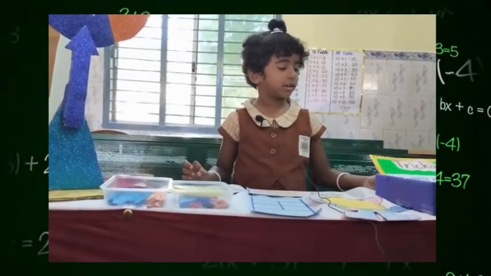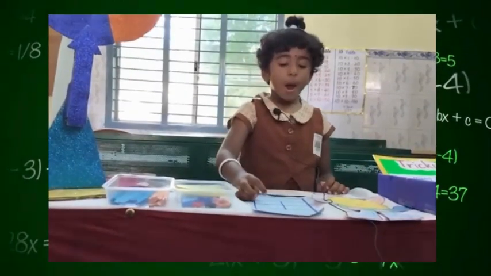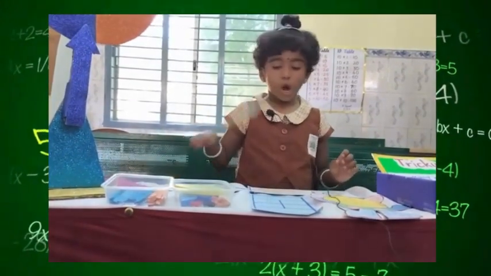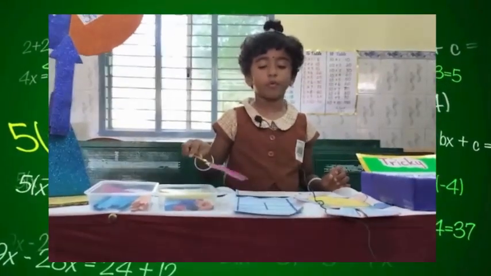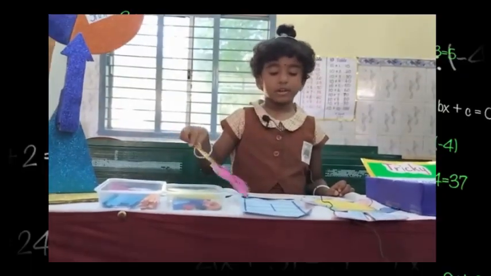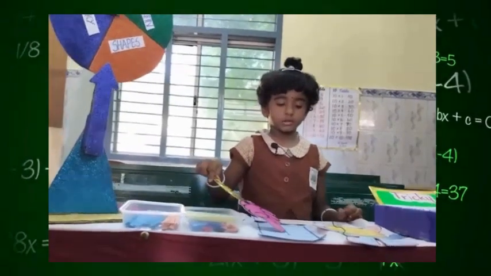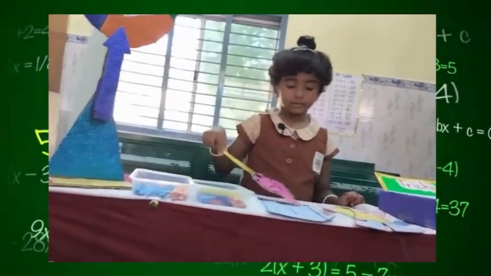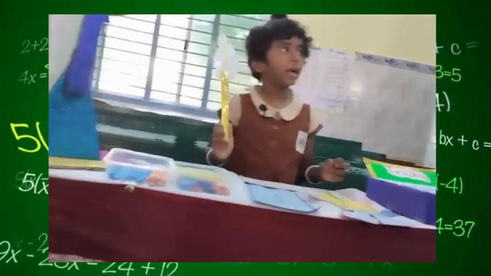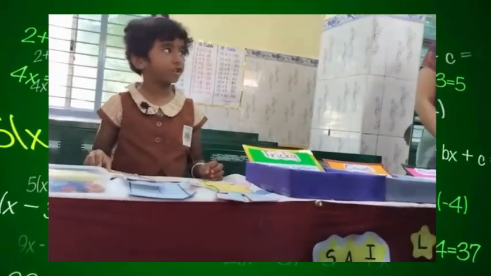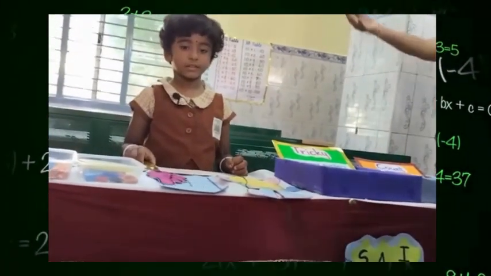How many squares do you see in the picture? 1, 2, 3, 4, 5, 6, 7. There are 7 squares in this picture. Super. One more time, can you try?